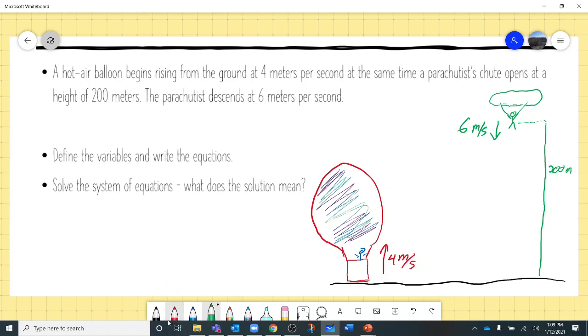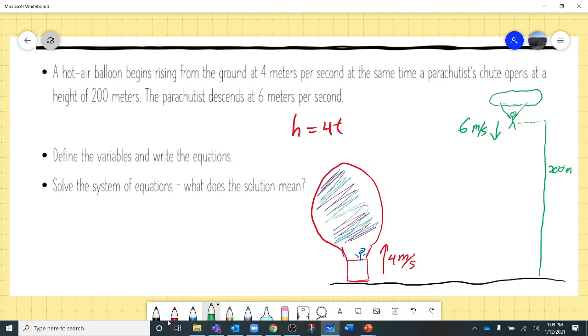So for our balloon, our height is equal to, let's start with our y-intercept. Where does the balloon start? The balloon starts on the ground, so at 0, so we're not worried about that. And it rises at 4 meters per second. So we're just going to call it t for time, and it's in seconds. So the balloon goes up at 4t, t is in seconds.